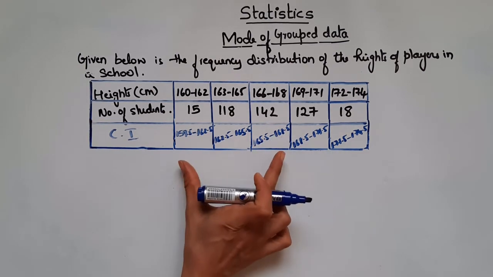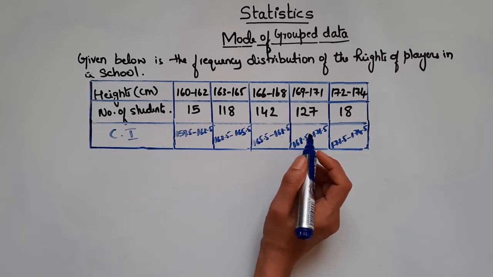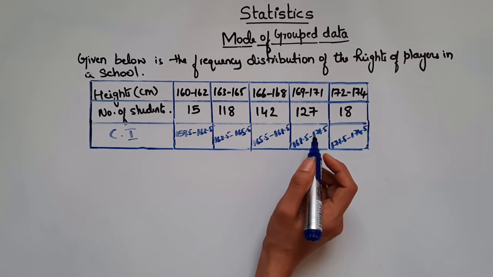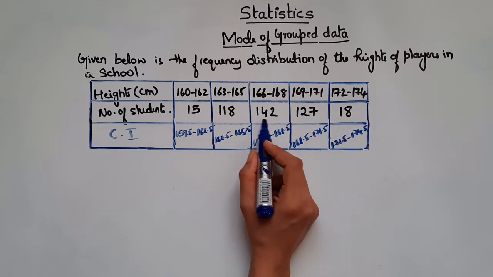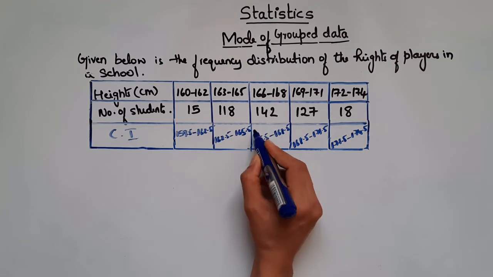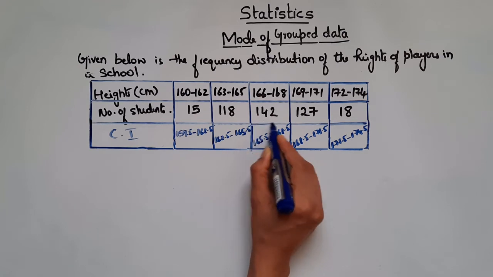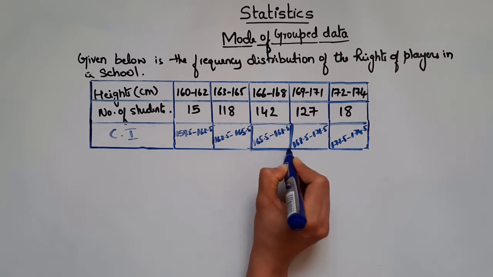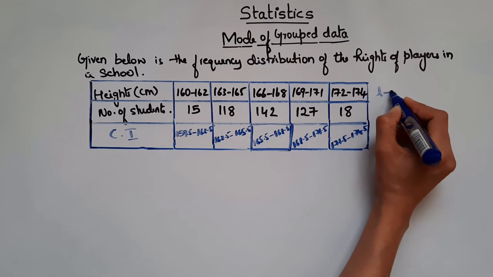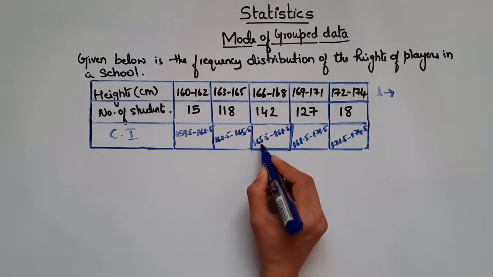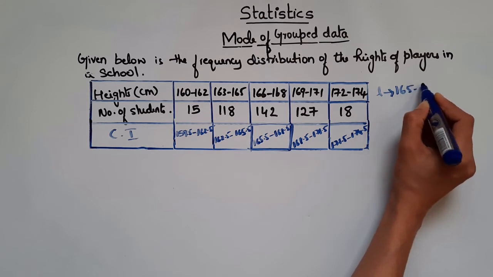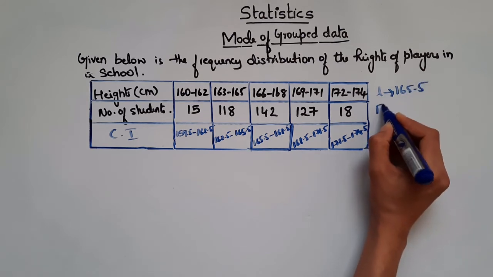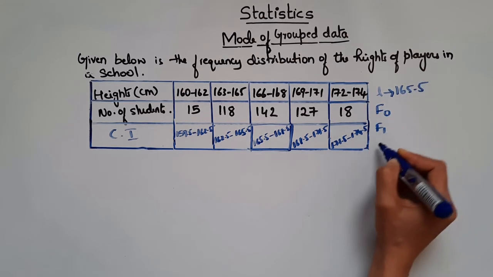So now you will take this as your class. So now we want modal class. So modal class is nothing but the class having highest frequency. So which is the highest frequency here? We have 142. The corresponding class is your modal class. So therefore this is your modal class. So we want L. So L is nothing but the lower limit of the modal class. Here the lower limit is 165.5. So 165.5. And we want F0, F1 and F2.